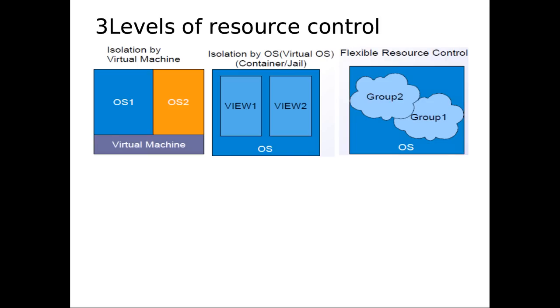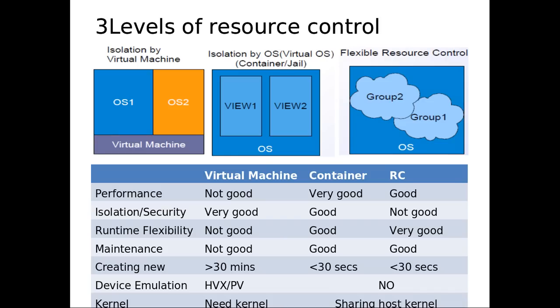Fine. So next is flexible resource control, our cgroups, right? Let's describe the difference between virtual machines, containers and cgroups. In case of performance, VM is not good. Container is very good, and isolation is not good in cgroups, but good in container and very good in virtual machines, because we can separate it using the kernel, right? Here you can see runtime flexibility is not good in case of VM, but good in container. Maintenance is also good in container.